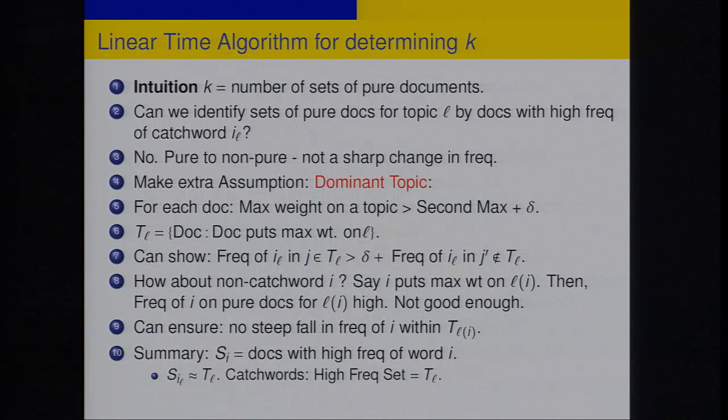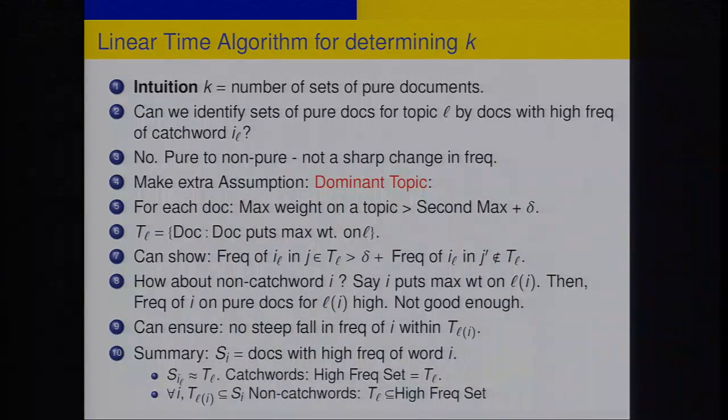If I had a catchword, that's precisely almost documents that put max weight on L. Catchwords are good. They distinguish pure documents, dominant topic, from the others. So the high frequency set is TL. What about non-catchwords? For non-catchwords, we ensured there's no steep fall in frequency within that thing. So all of TL has high frequency, but maybe more. So all you can say is TL is contained in the high frequency set.